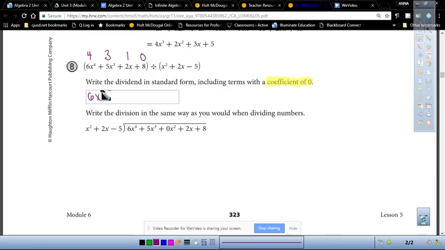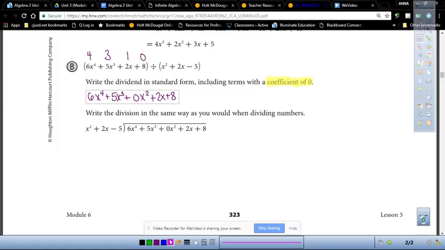So this is really going to be 6x to the 4th plus 5x cubed plus, I need x squared. But how many x squareds did I have? I had 0x squared plus 2x plus 8. So this dividend is now what goes underneath. And then on the outside, my divisor, x squared plus 2x minus 5.